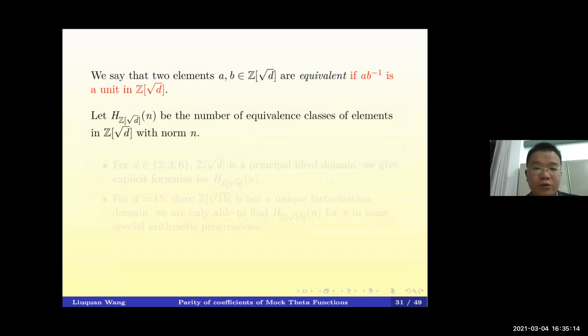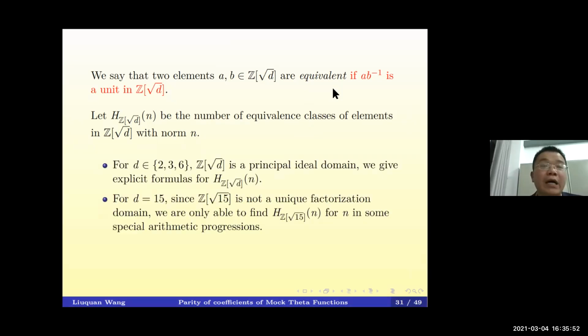Now we also need some other definitions. We say that two elements A and B in Z adjoint square root D are equivalent if A divided by B is a unit in Z adjoint square root D. And we need H of n to be the number of equivalence classes of elements in this ring with norm n. So these equivalence classes are defined because we have an equivalence relation here.